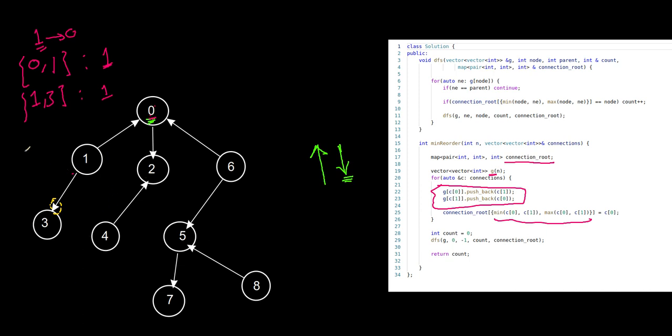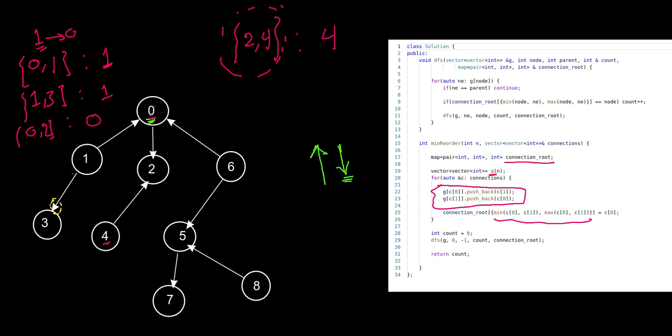For 0, 2, the root is 0. For 4, 2, we store 2, 4, so min first, max second, 2, 4 as a key, and the root of these two is 4, and so on. We do this for all connections so that we know for every edge what the root value is.